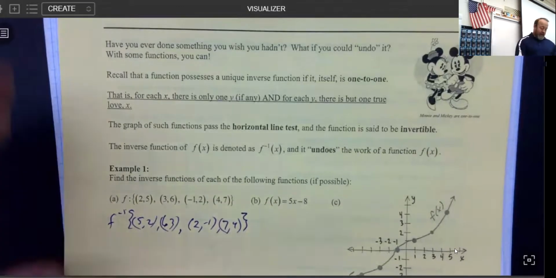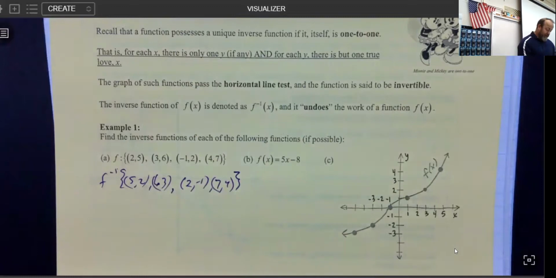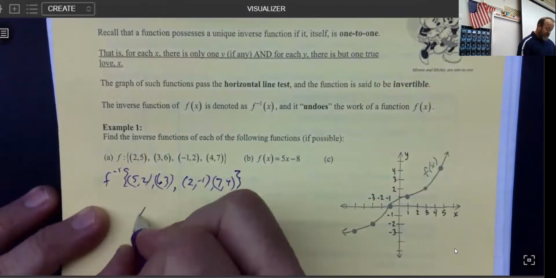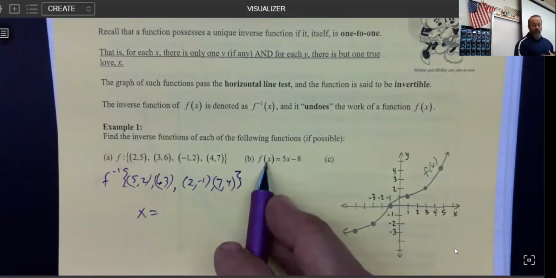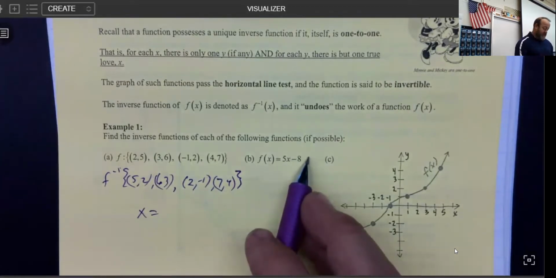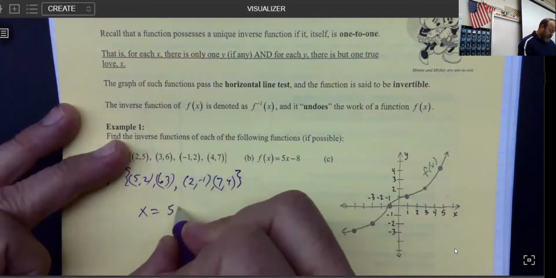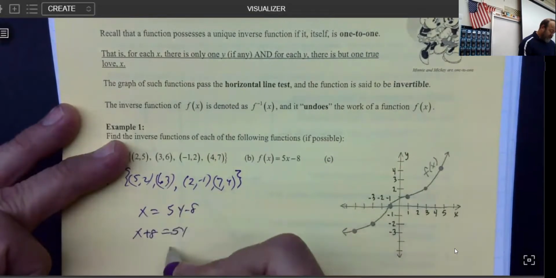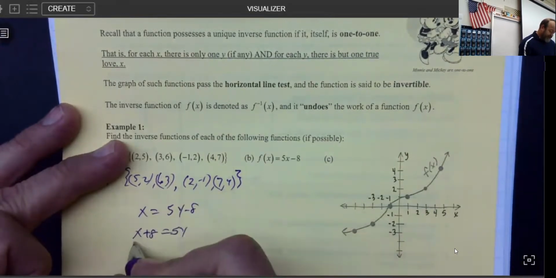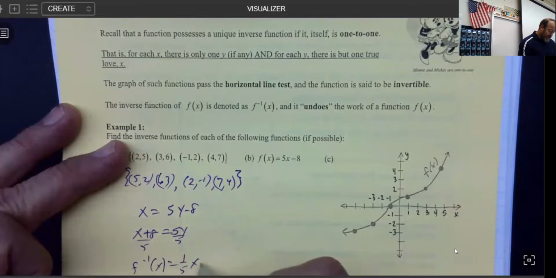Now, this one right here is actually fairly significant to look at, because when you go for an inverse, the first thing we do is, instead of thinking about this as f of x, think of it as y equals 5x minus 8. And so for an inverse, we swap x and y. Now, when we go through this, you'd have x plus 8 equals 5y, and then you divide everything by 5 on both sides, and you would find that f inverse is 1/5 x plus 8/5.